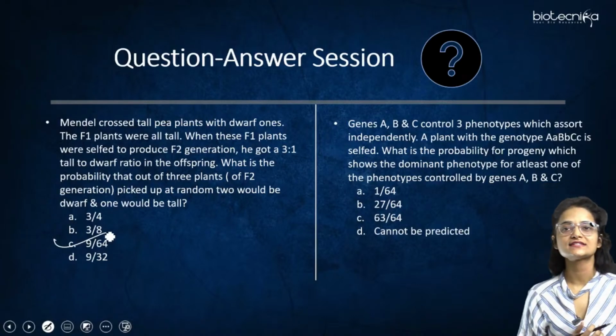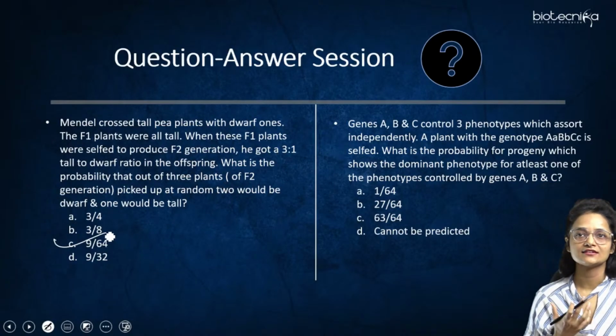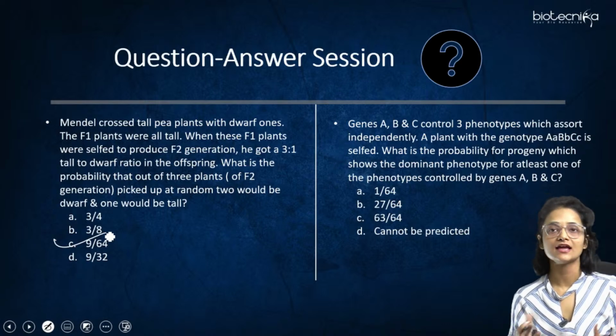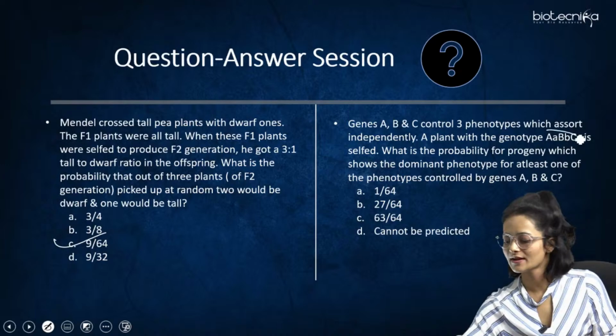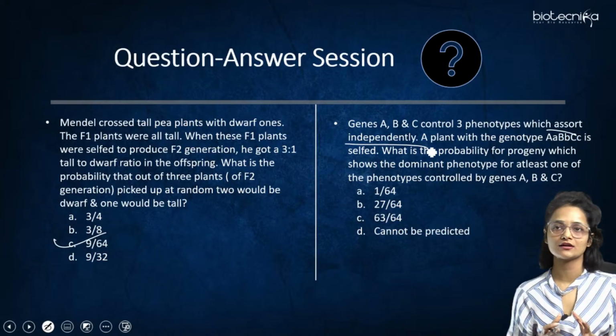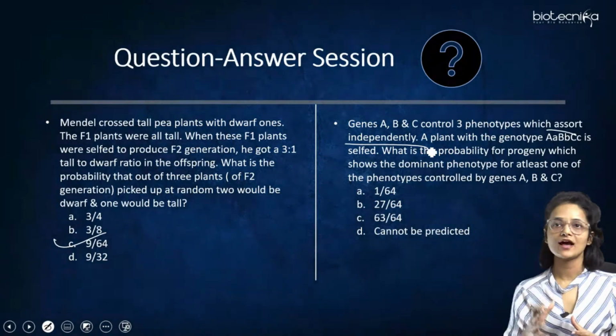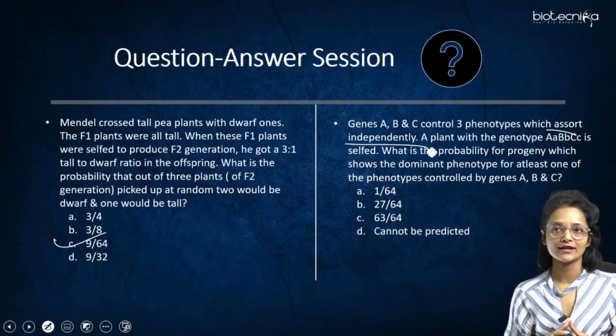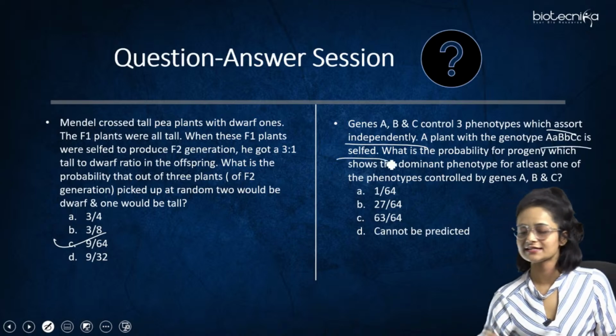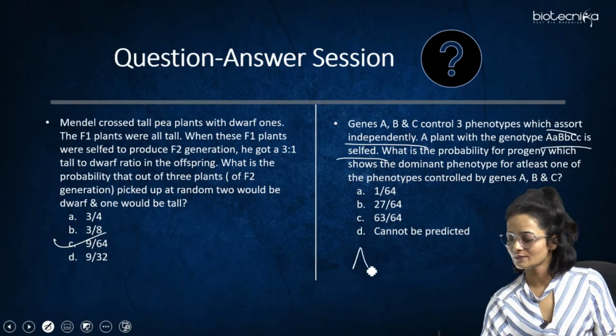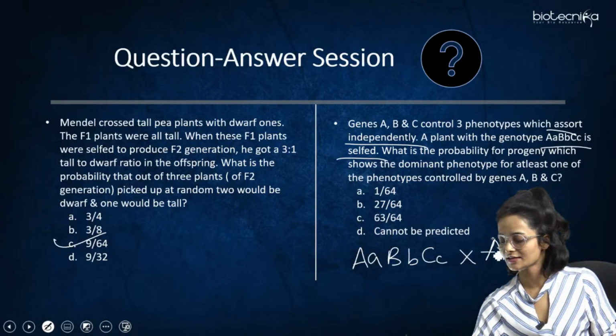Now for the second question, it says that the genes A, B, and C control 3 phenotypes which assort independently, right? Independent assortment, we'll be studying about what it is. This law of Mendel basically comes in dihybrid cross, right? A plant with the genotype capital A, small a, capital B, small b, capital C, small c is being selfed. So here also selfing is taking place, right?